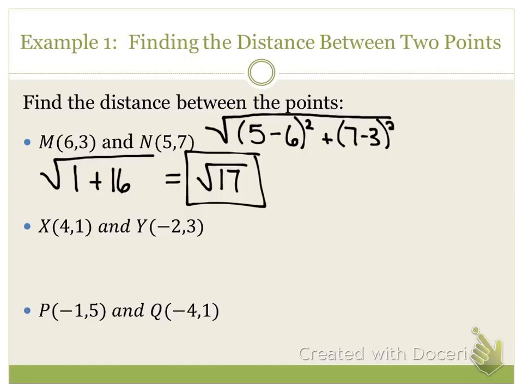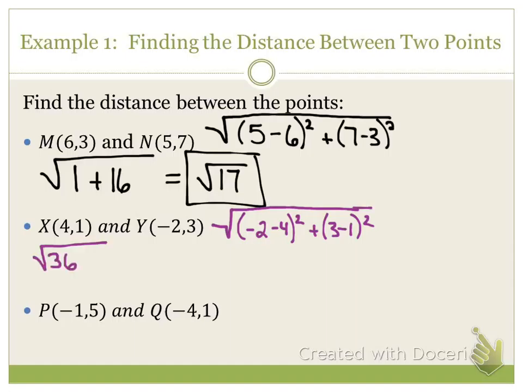Now I want you to go ahead and try to set up the second one, all right? At least try to get your substitutions. If you feel like you can solve it, go ahead and solve it. Hayden, what did you get when you substituted? Negative 2 minus 4 squared plus 3 minus 1 squared. Very good, perfect. Now, what is negative 2 minus 4? Negative 6. So again, be careful. What is negative 6 squared? Positive 36. Again, if you put it in your calculator, make sure negative 6 is in parentheses. All right, so I get 36 plus 4, which is the square root of 40.